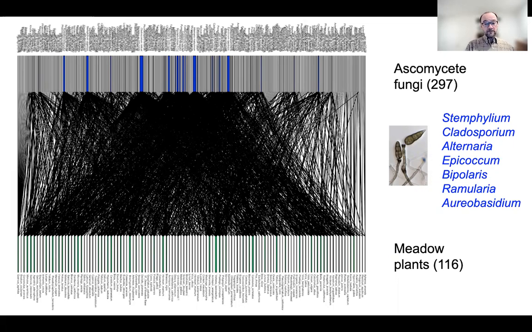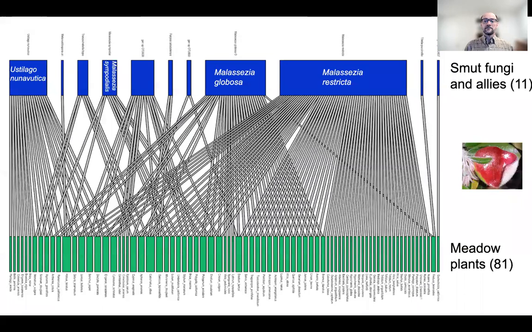We can look at other guilds than these ascomycetes. In this case, these are the smut fungi and their yeast allies, including these 3 species of Malassezia that are found on a number of different host species, often 2 or 3 different Malassezias on the same host species. About 2/3 of the meadow plants are showing these yeast species. Now, this whole group of fungi is not very well studied, in part because they're very difficult to grow in culture. So they're only available to us through these kinds of metabarcoding sequences.